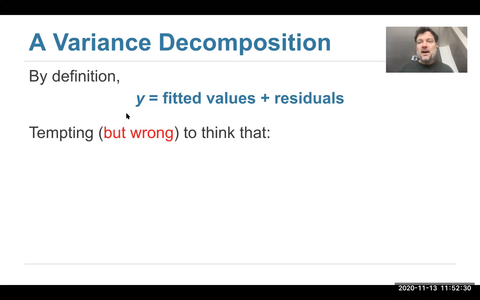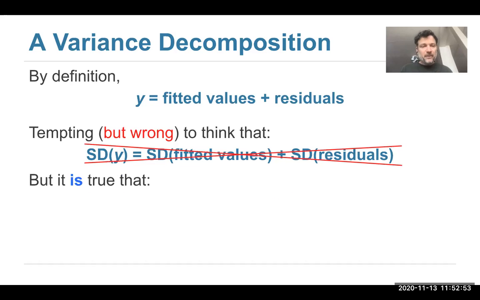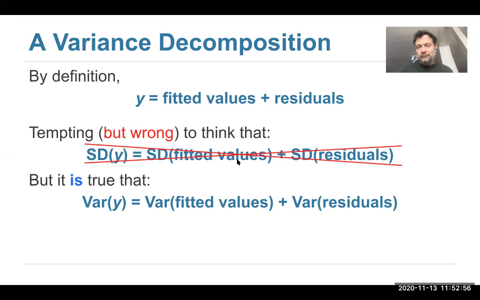Okay, so now you might be really tempted to think that the standard deviation of the y values is equal to the standard deviation of the fitted values plus the standard deviation of the residuals. That would be intuitive, but wrong. Sadly, it's not quite right. But what is right is that the variance of the y values, of the observed values, is equal to the variance of the fitted values plus the variance of the residuals.